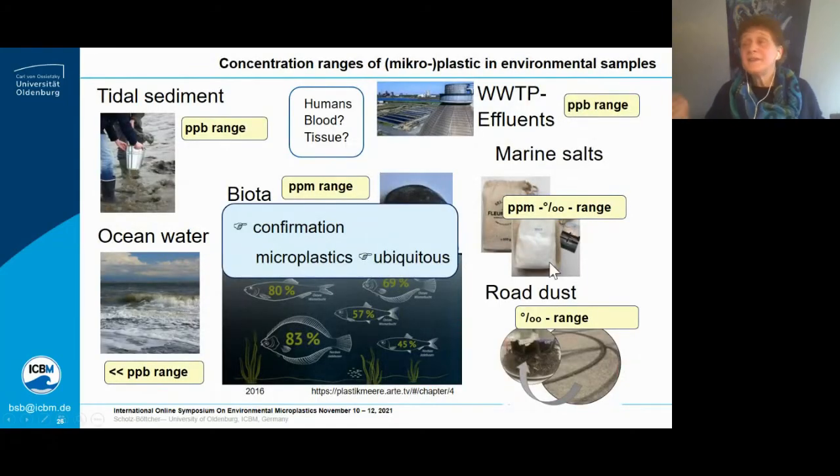So overall, we can confirm that microplastics are ubiquitous and find them at least in the ppb up to ppm range, in ocean water even in the ppt range, so in quite small ranges, while the closer we come to highly influenced areas or sources, like wastewater treatment plants, the concentration is definitely rising. Road dust is in the permille range, so that is quite high.